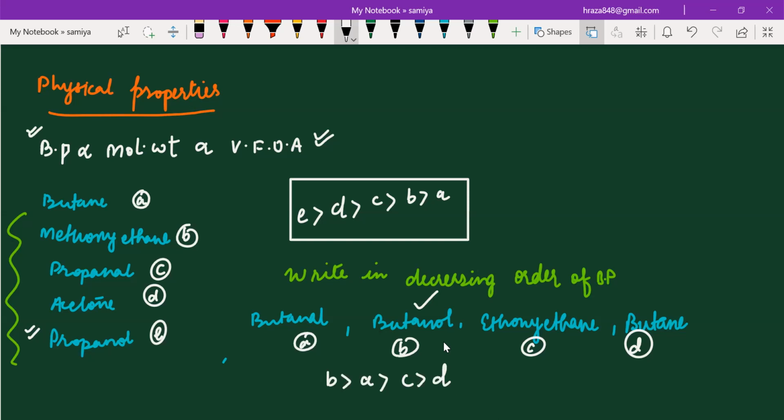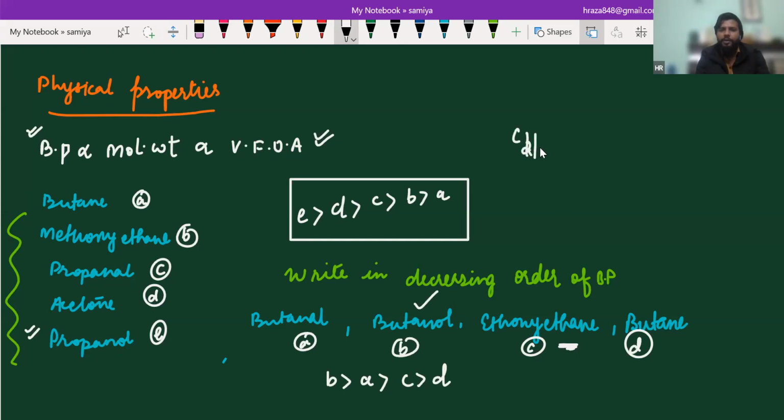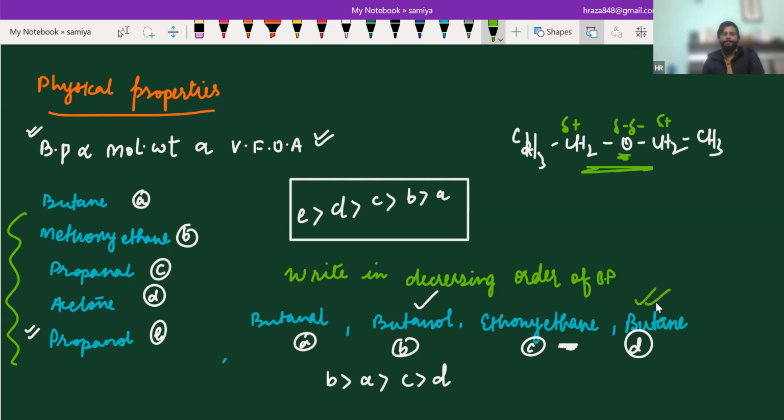How does ethoxyethane have a higher boiling point? If you do the comparison of atomic masses, this will be higher. So that's why van der Waals force of attraction is greater. And C2H5 means basically CH3, CH2, and then O, and again CH2, and then CH3. So you know that oxygen is more electronegative, so there will be delta negative, delta positive, delta negative, delta positive. So there will be force of attraction, so it is greater. Okay. Okay, sir.